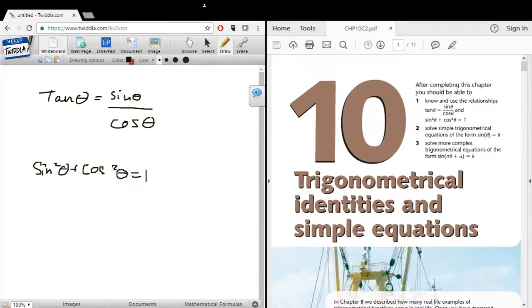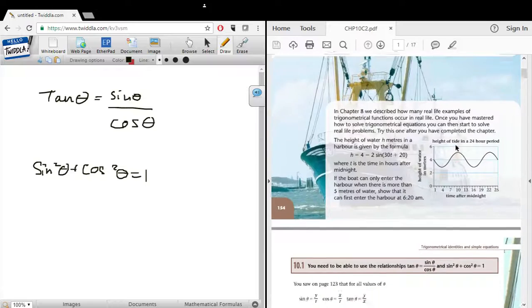We're discussing chapter 10, the final chapter of C2, and it's entitled Trigonometrical Identities and Simple Equations. We're going to discuss the two identity rules. We're going to then go on to show some examples of how to derive angles from different trigonometrical functions, and then we're going to utilize some simple equations.